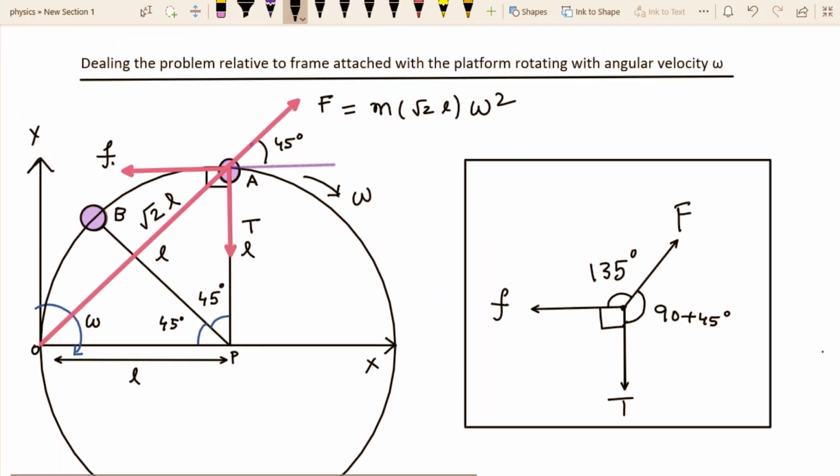Now I am going to apply Lami's theorem for this situation, because here the disk is not moving. The frictional force is balanced by the component of the centrifugal force acting in the positive x direction at the point A. You can clearly see that. The disk is at rest, and the vertical component of the centrifugal force is balanced by the tension. So the disk A is on the verge of motion. At this particular angular speed, it is in the state of verge of motion, but it is not moving, it is at rest.